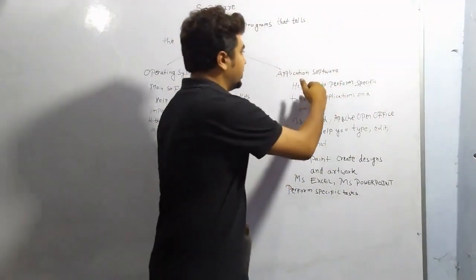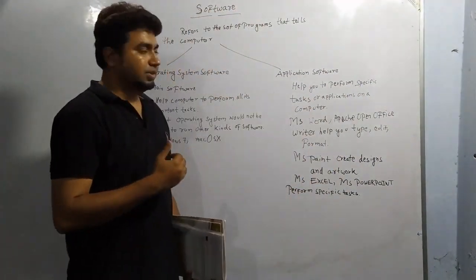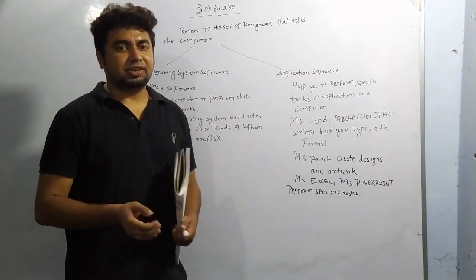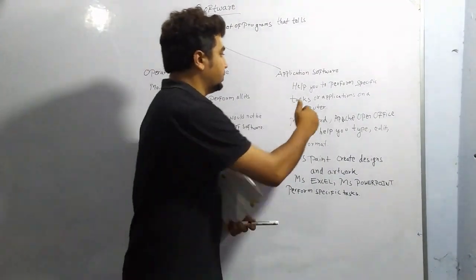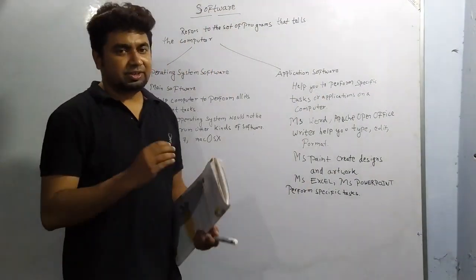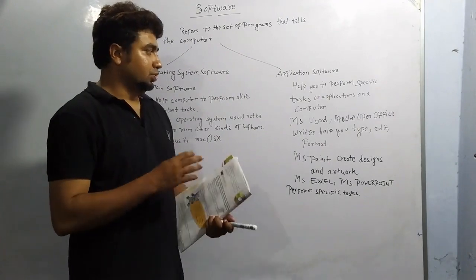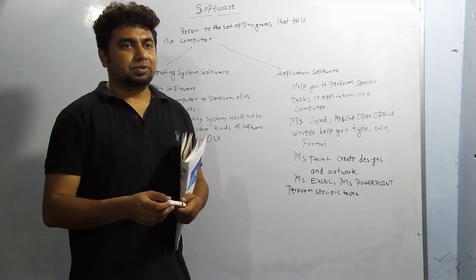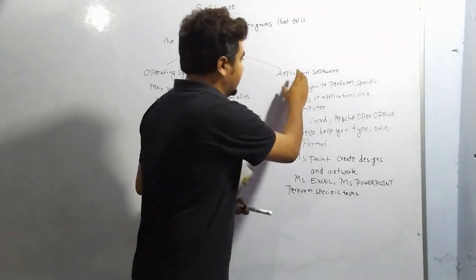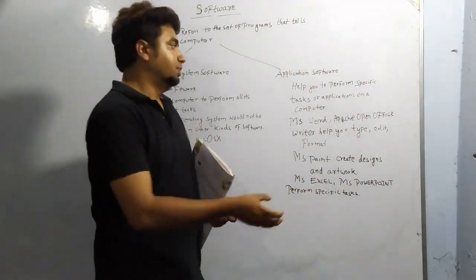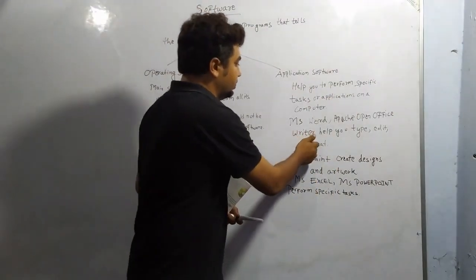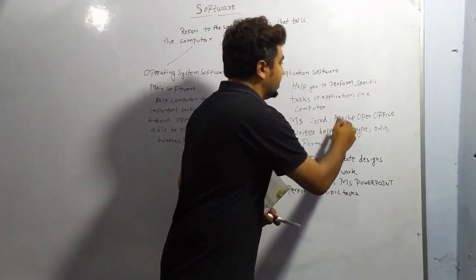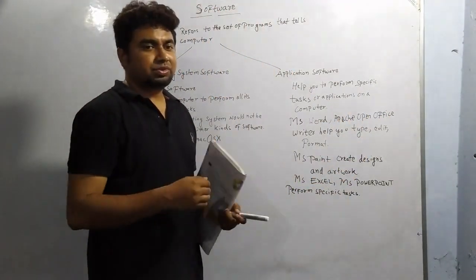Application software helps you to perform a specific task or application on a computer. It helps you to perform the desired task, the task which you want to perform. If you want to write something, or type something, or edit something, or if you want to change the style of the format, say if something is written and you want to change it to green color, that is the way of using format. For that we use software like MS Word, Apache OpenOffice, and many more.